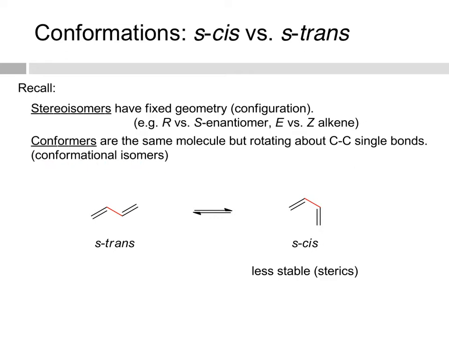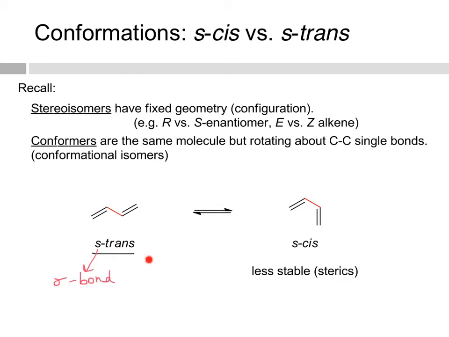Let's look at the conformational isomers of conjugated dienes. This is again 1,3-butadiene. We can draw it in this way, where about the sigma bond we have the two alkenes on opposite sides. In this case, we call it S-trans. Trans for the fact that the alkenes are on opposite sides, and the S stands for the fact that we're talking about the sigma bond geometry.